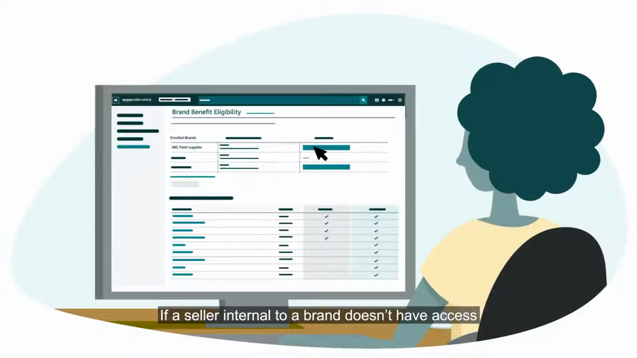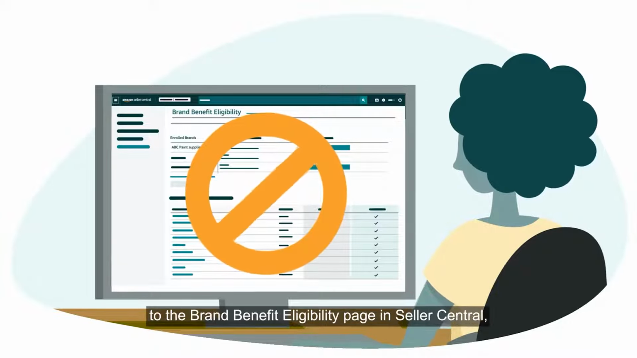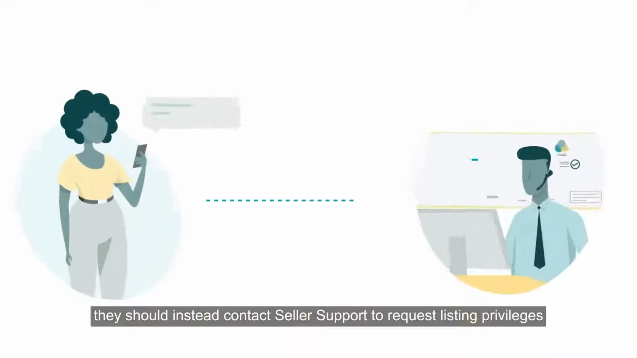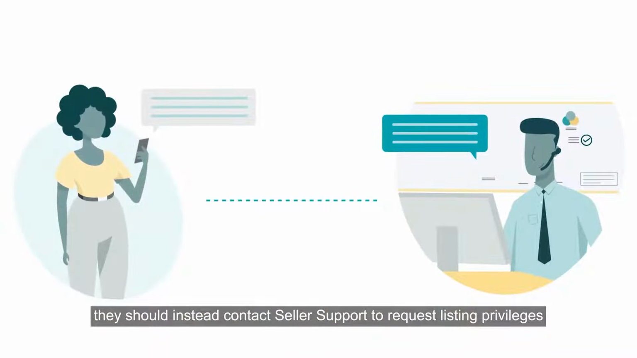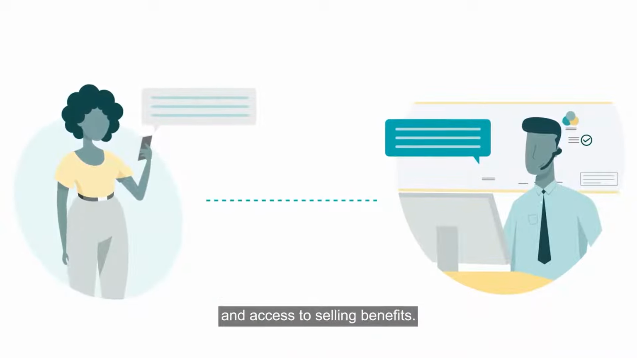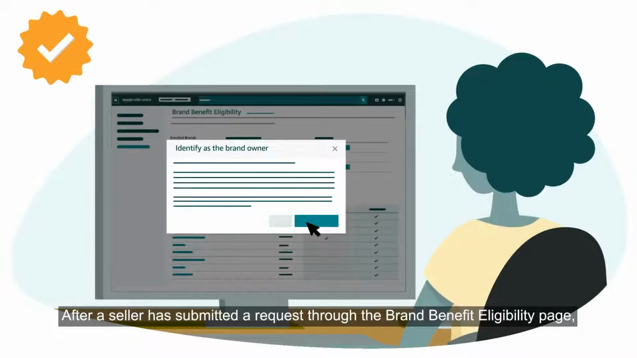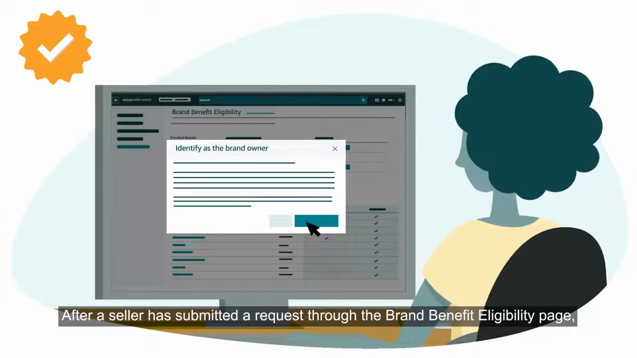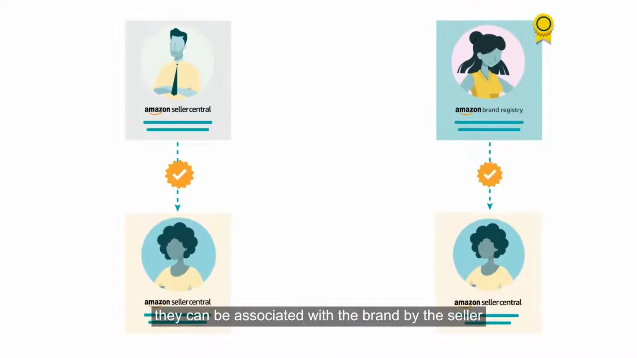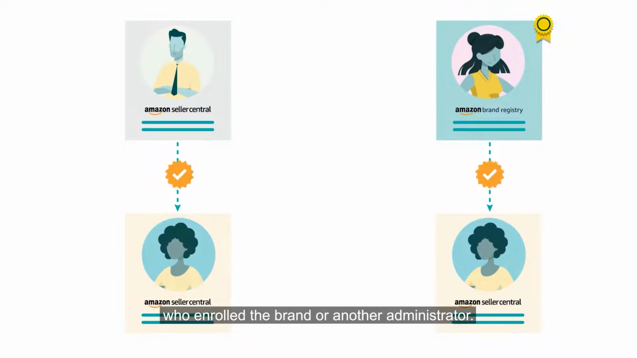If a seller internal to a brand doesn't have access to the Brand Benefit Eligibility page in Seller Central, they should instead contact Seller Support to request listing privileges and access to selling benefits. After a seller has submitted a request through the Brand Benefit Eligibility page, they can be associated with the brand by the seller who enrolled the brand or another administrator.